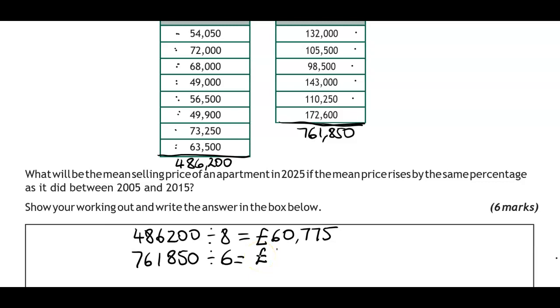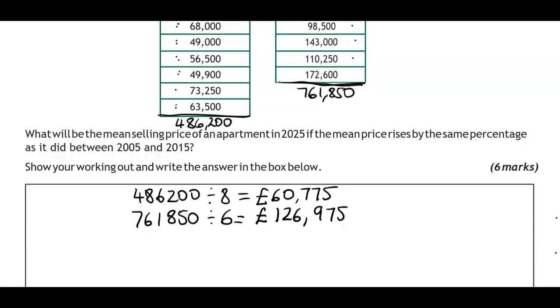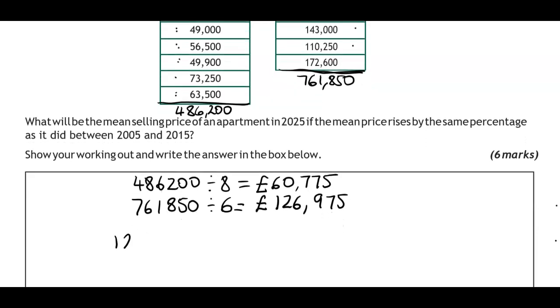To get £126,975. So what is the increase? If we do 126,975, take away 60,775, we get 66,200. So that's the difference.